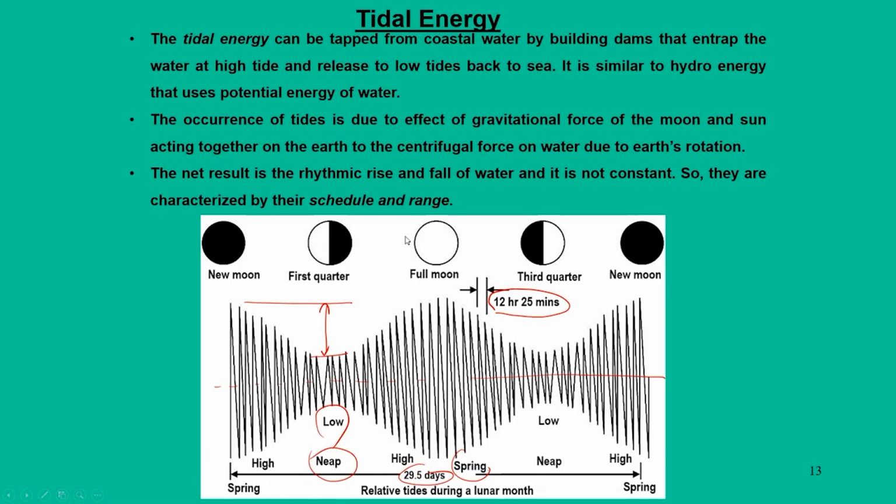Now, why do these tides occur? This is mainly due to the gravitational force of the moon and sun acting together with the earth's centrifugal force on water. And why does it come? Because of the earth's rotation. Now, the net result of this rise and fall of water is not constant. So, tides are characterized by schedule and range, which is defined in this manner. Range means height, schedule means time period.